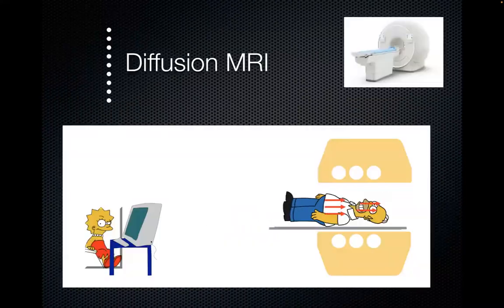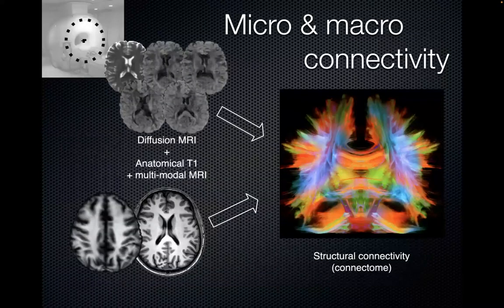MRI, we're going to use the same machine. 1.5 Tesla, 3 Tesla. The same machine. We're just going to play with imaging gradients, and I'm not going to focus on the physics today. Again, just try to give you an intuition about the process.